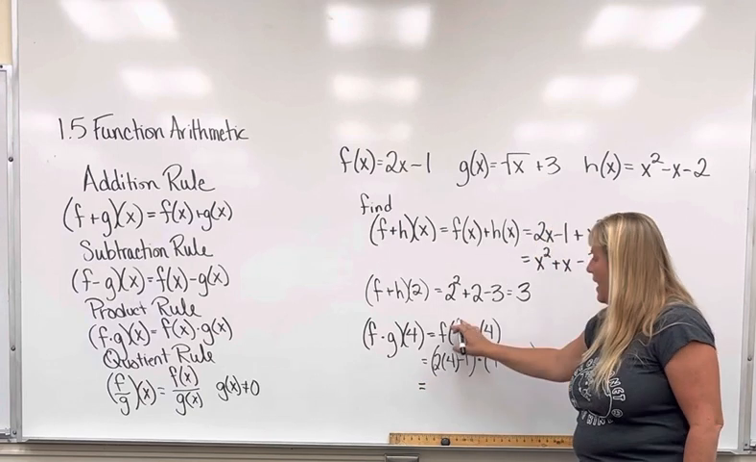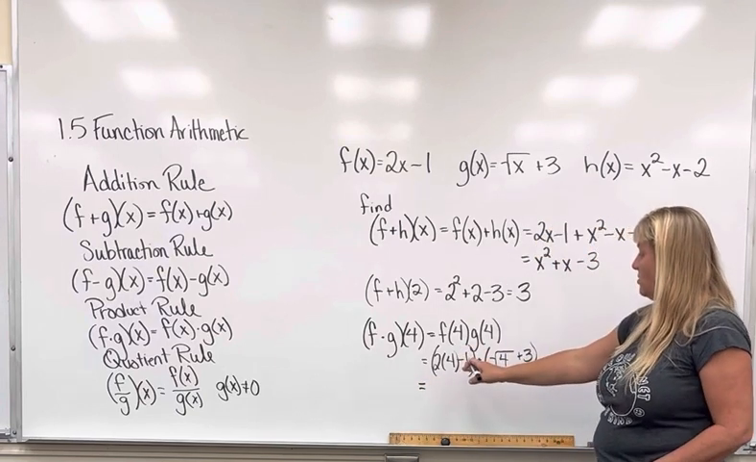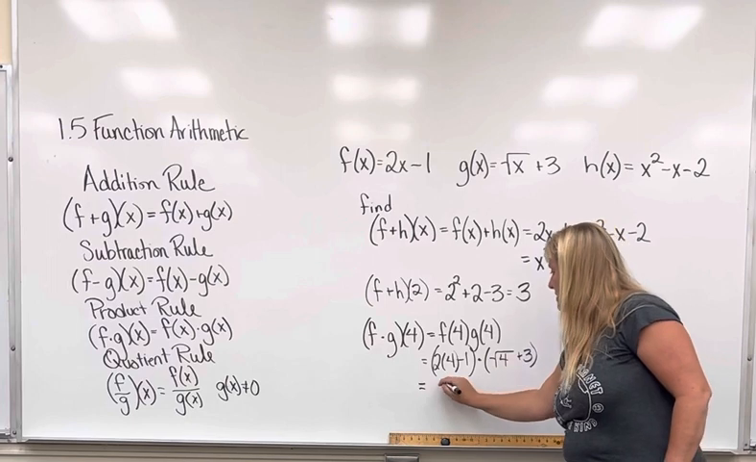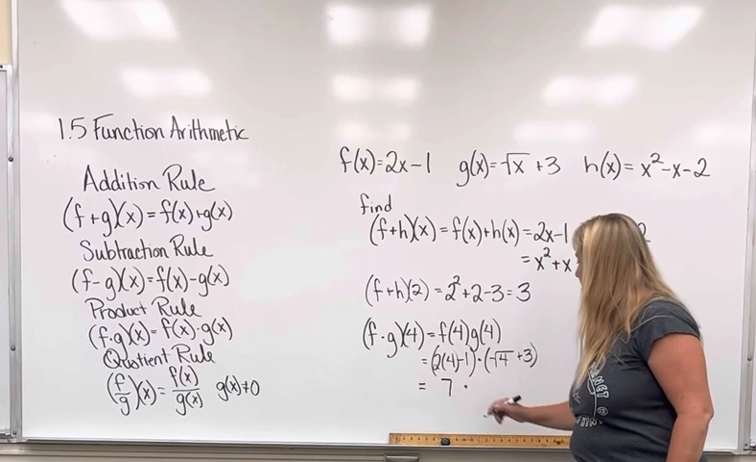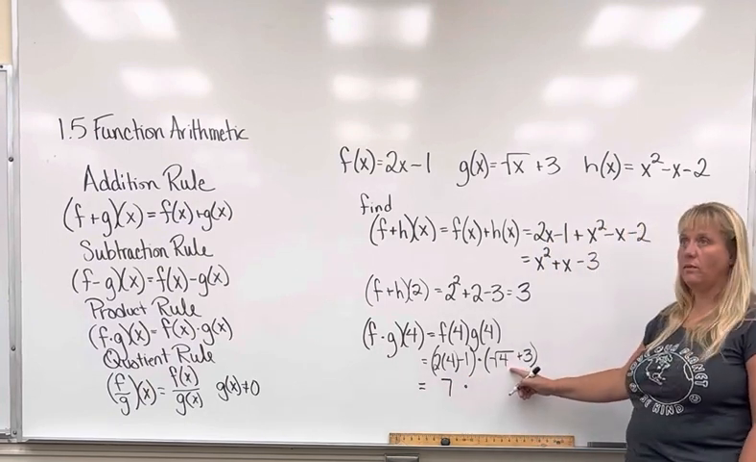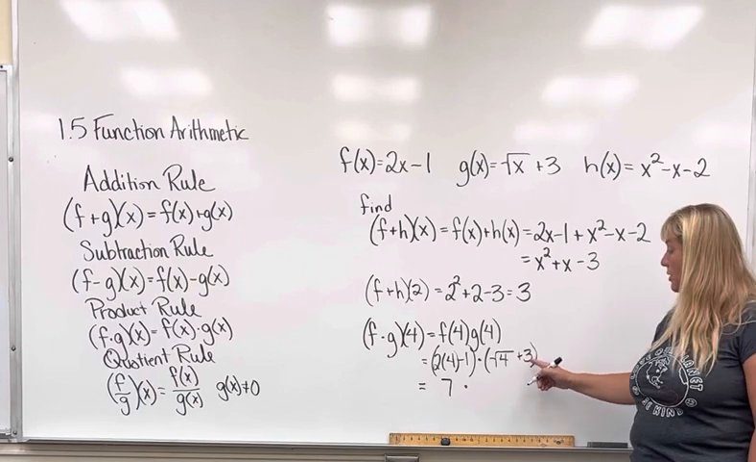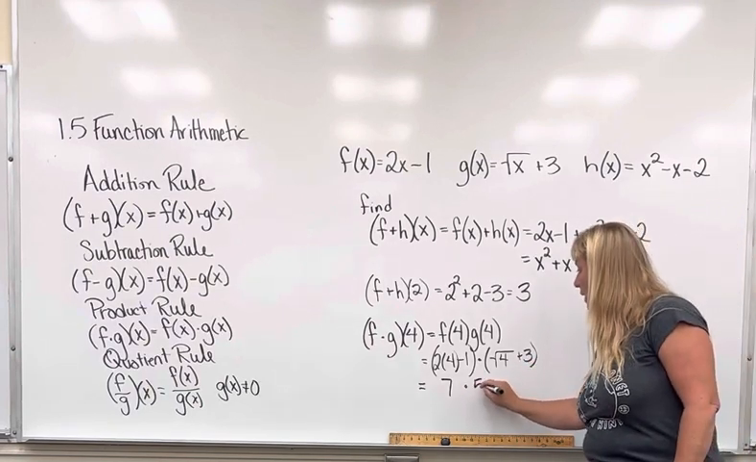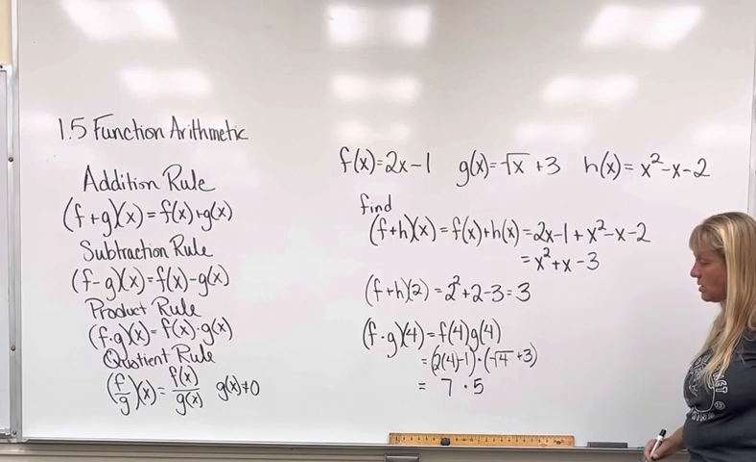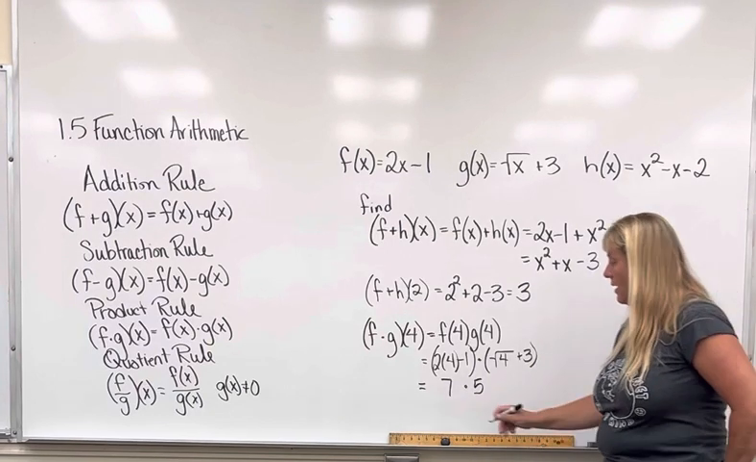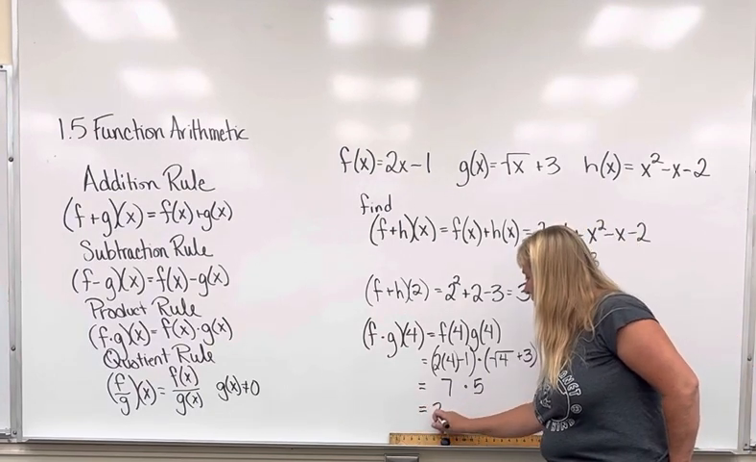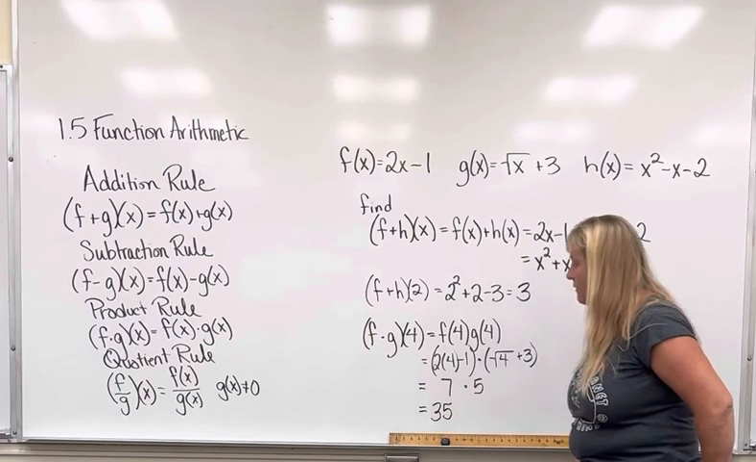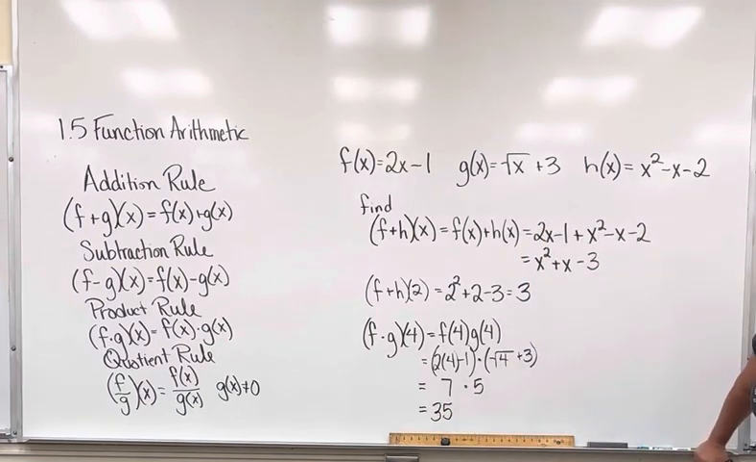All right, so the f of 4 gives us 2 times 4 is 8, minus 1, so 7, times the square root of 4, which is 2, plus 3 more is 5. So what it's asking us to do is actually go 7 times 5, and that will give us 35. So the idea is just making sure that we're plugging things into the right function and that we're doing the correct operation.